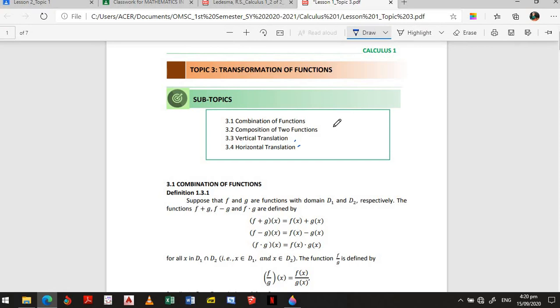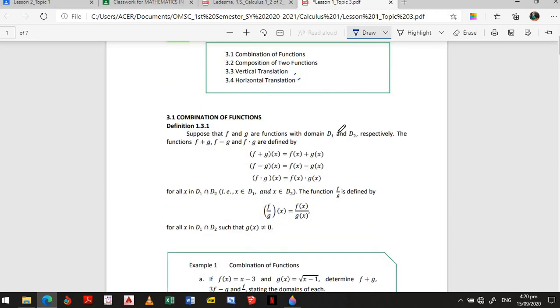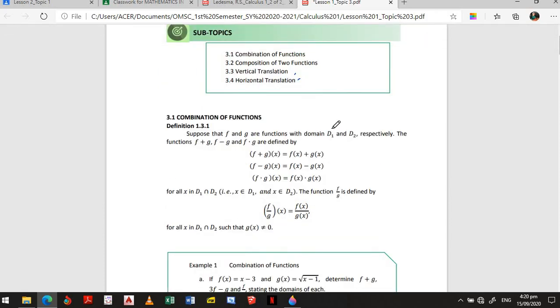So first, let's proceed to our combination of functions. Suppose that f and g are functions with domains D1 and D2 respectively. So the domain of f is the set D1 and the domain of g is the set D2. The functions sum of f and g, the difference of f and g, and the product of f and g are defined here. So f plus g of x is determined by the sum of the individual functions, f of x plus g of x.